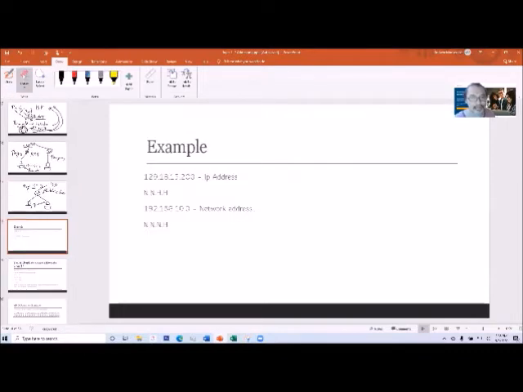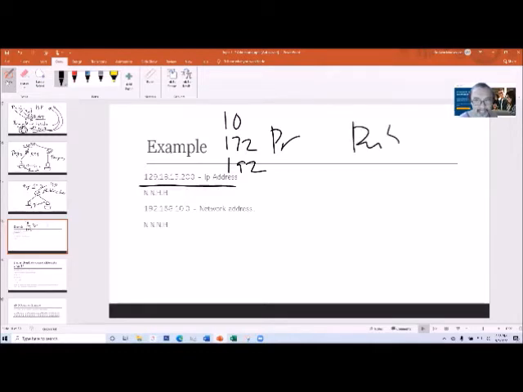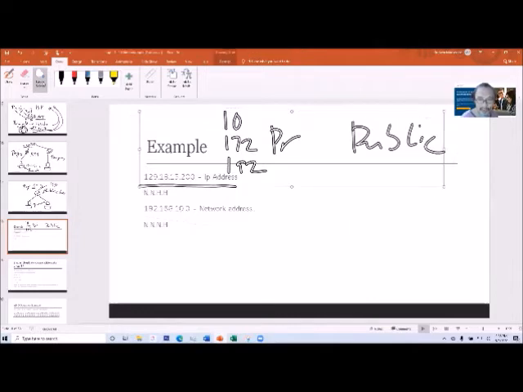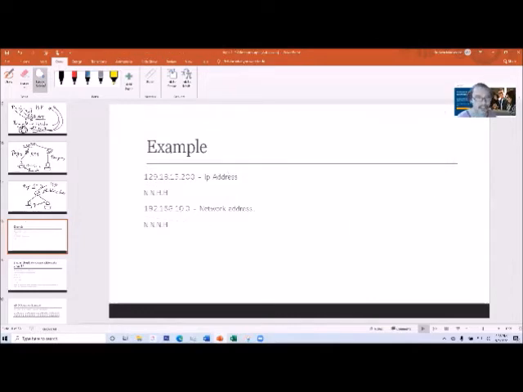Example, I gave you an address here: 129.18.15.200. Now the question is, is this IP address private or public? Basically, all addresses that start with 10, 172 and 192 are private. So that means that this IP is public. Is this an IP or a network? We can determine that if we look at its format.